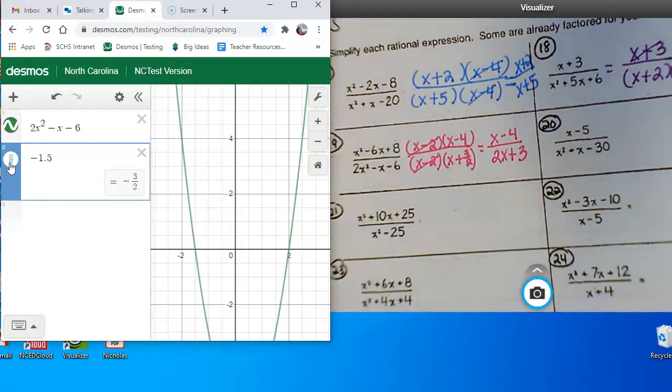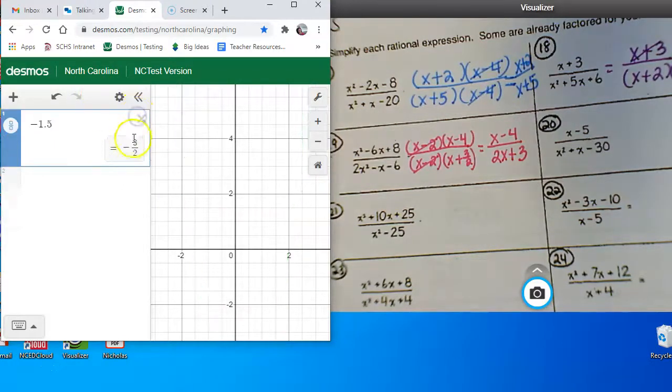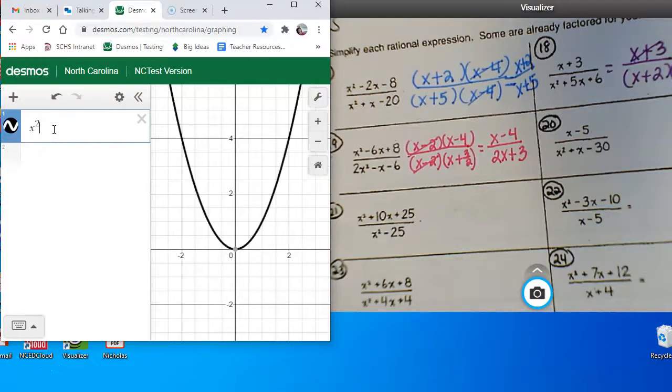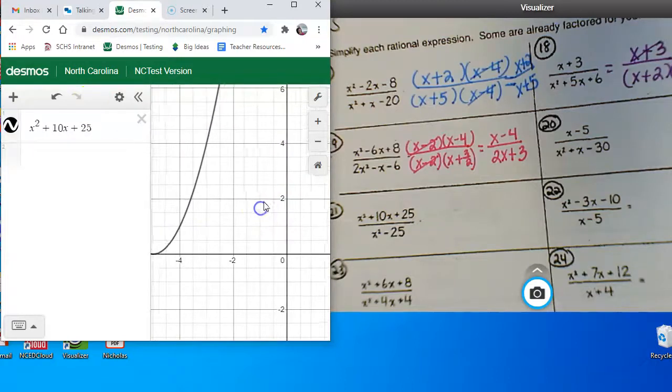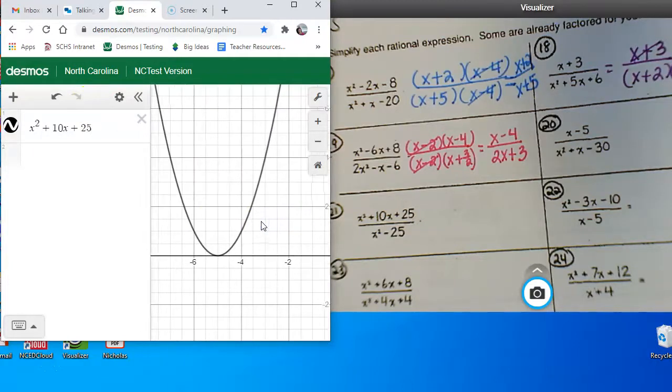Just a few more to practice before I ask you to do some. Let's look at number 21. So on number 21, there's x squared plus 10x plus 25. Most of the time when we're trying to find the factors, we're looking for 2 factors here. We only got 1 factor. Okay? There's only one place that crosses the x-axis.